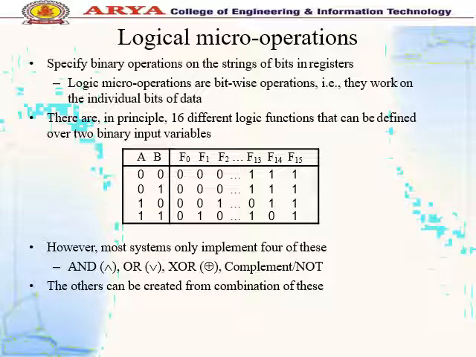Logical microoperations specify binary operations on the string of bits in registers. Logic microoperations are bit-wise operations, that is, they work on the individual bits of data. There are in principle 16 different logic functions that can be defined over two binary input variables. However, most systems only implement 4 of these: AND, OR, XOR, complement, or NOT. Others can be created from combinations of these.